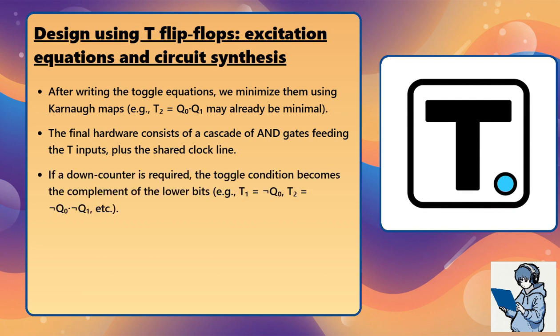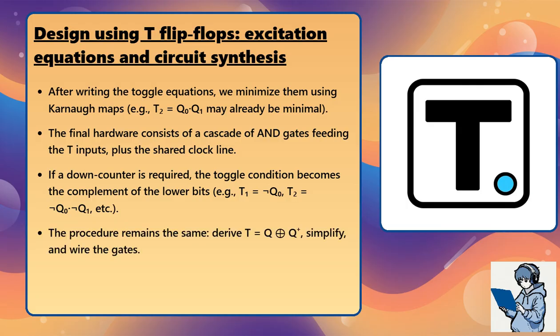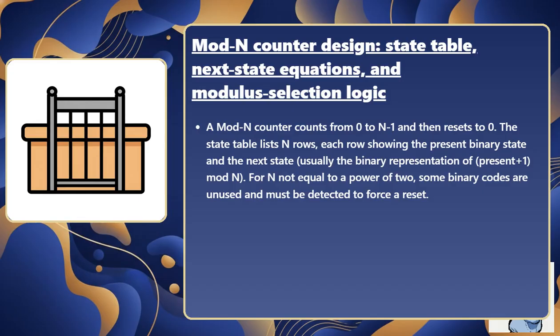If a down counter is required, the toggle condition becomes the complement of the lower bits. For example, T sub 1 equals not Q sub 0, T sub 2 equals not Q sub 0 and not Q sub 1, etc. The procedure remains the same: derive T equals Q exclusive or Q plus, simplify, and wire the gates. A mod N counter counts from 0 to N-1 and then resets to 0.